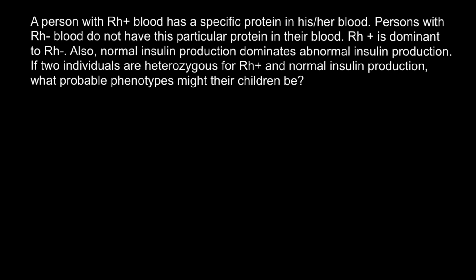And here's a problem. A person with Rh positive blood has a specific protein in his or her blood. Persons with Rh negative blood do not have this particular protein in their blood. Rh positive is dominant to Rh negative. Also, normal insulin production dominates abnormal insulin production. If two individuals are heterozygous for Rh factor and normal insulin production, what probable phenotypes might their children be?